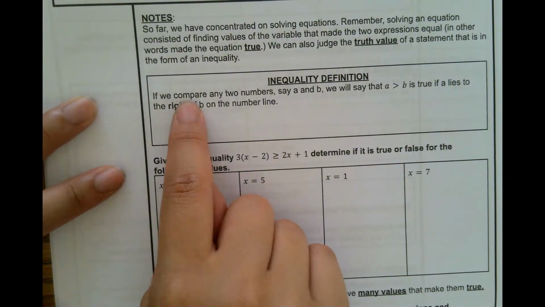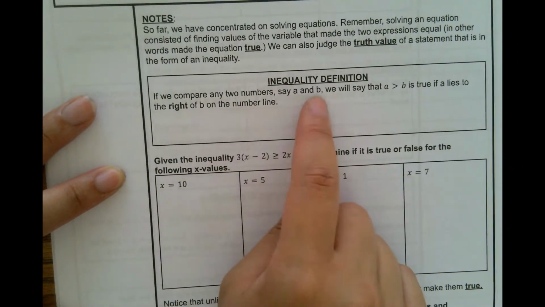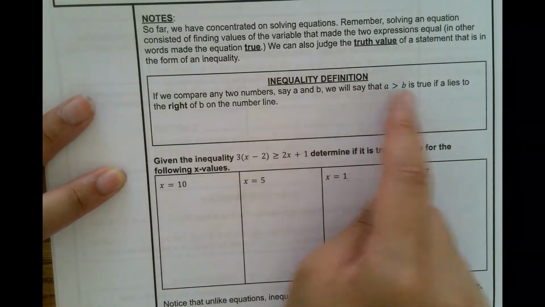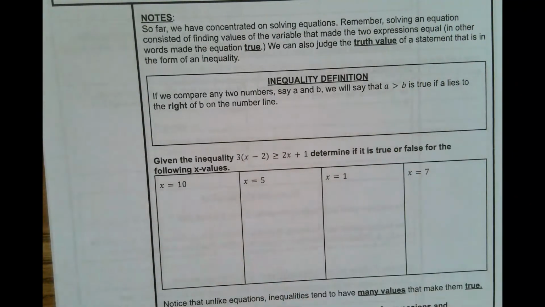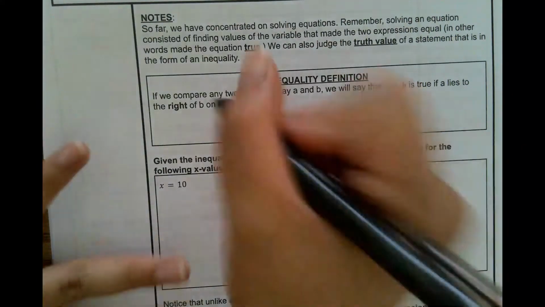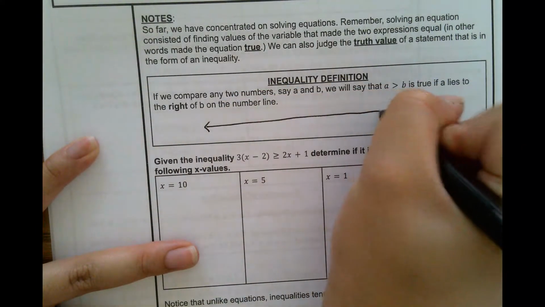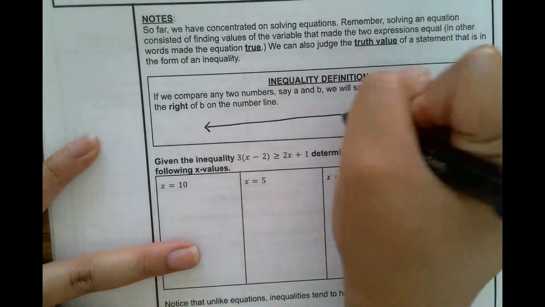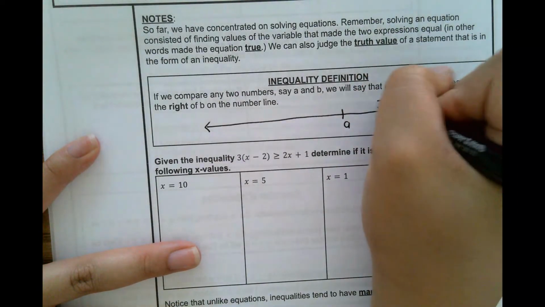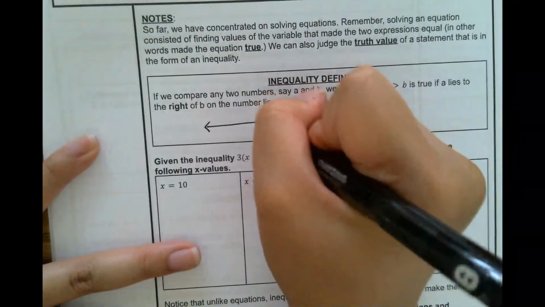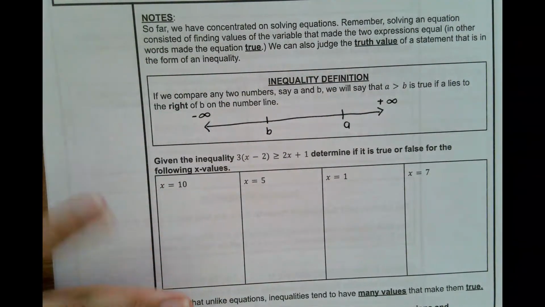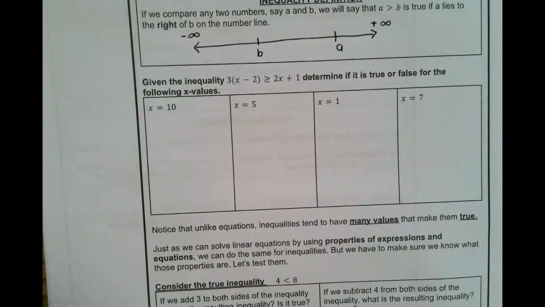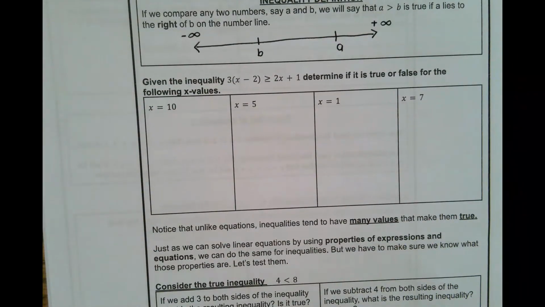If we compare any two numbers, let's say A and B, we will say that A is greater than B is true as long as A lies to the right of B on the number line, right? So here, if we had a number line, this would be true as long as A is here on the right towards positive infinity and B was closer to the left towards negative infinity. Given this inequality, we're going to determine if it is true or false for the following values.